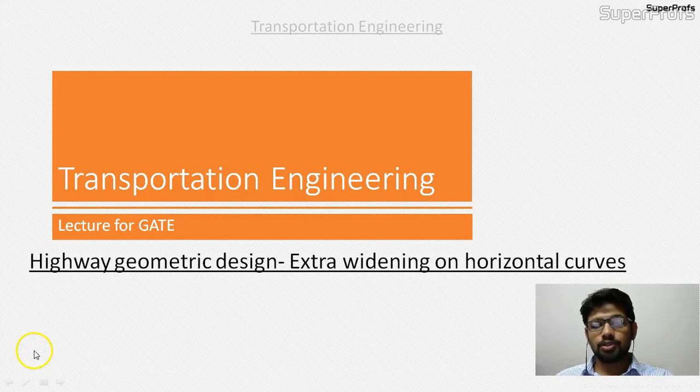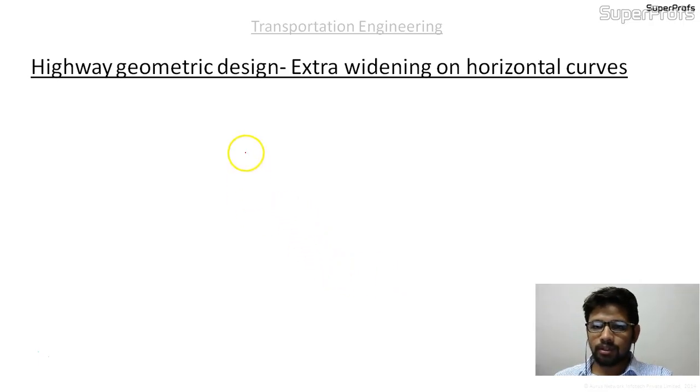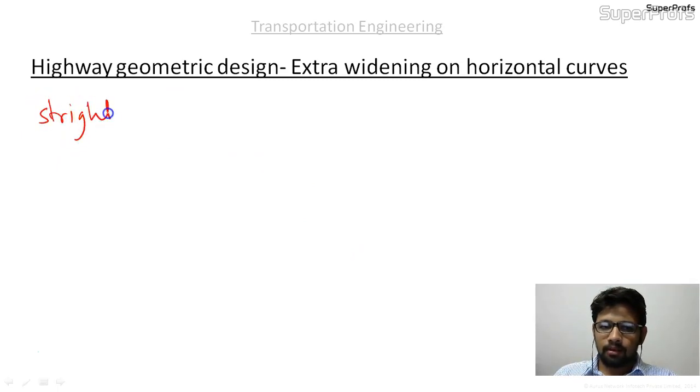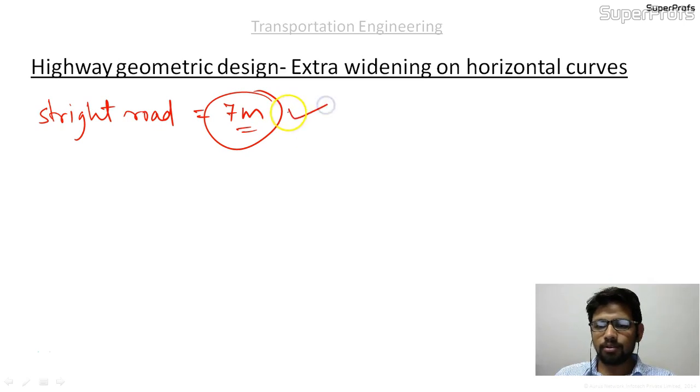Now we will move on to the next concept of highway geometry design, that is extra widening on horizontal curves. The name itself suggests what it is. If there is a straight road, say a two lane road, the width provided is 7 meters. But when the same road encounters a horizontal curve, some additional width is provided in addition to the 7 meters.